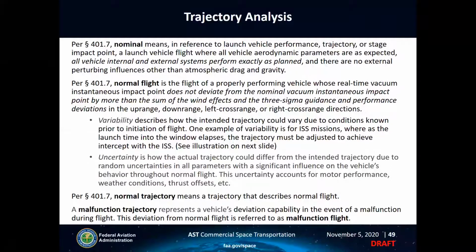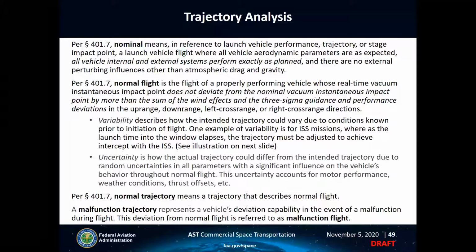Variability describes how the intended trajectory could vary due to conditions known prior to the initiation of flight. One example of variability exists for ISS missions, whereas the launch time into the window elapses, the trajectory must be adjusted to achieve intercept with the ISS. And this topic will be illustrated on the next slide.